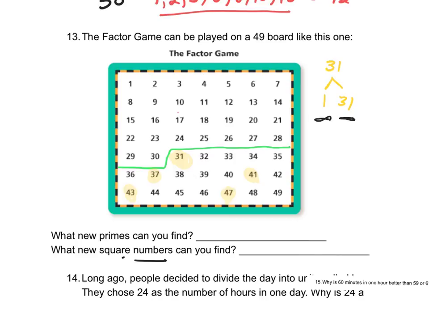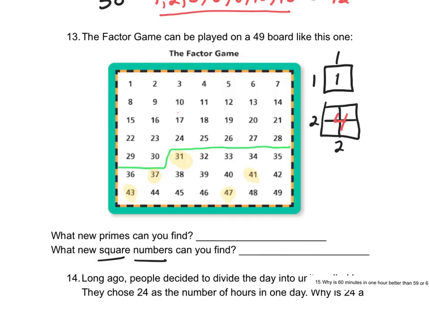What new square numbers? Square numbers are cool numbers. They're numbers that make a square. So let me show you what that means. What new square numbers? That means any number times itself. So a square would be like 1 times 1 gives me 1. It makes a square, any number times itself. So 2 times 2 would give me 4. So square numbers make squares. So any number times itself.